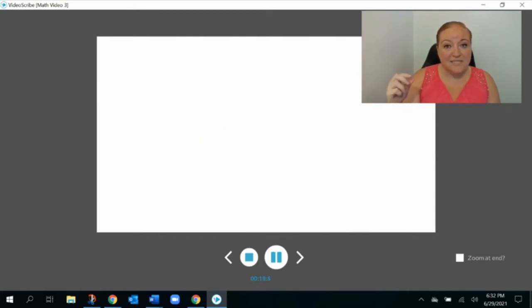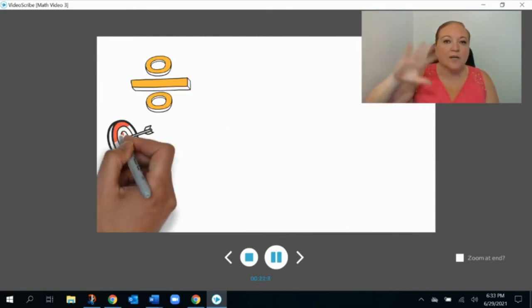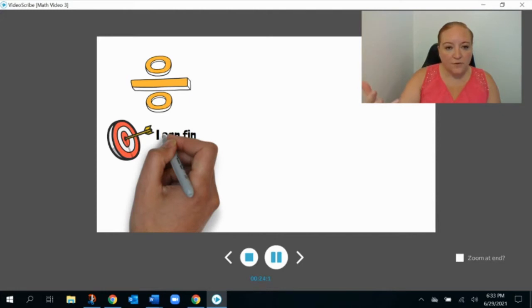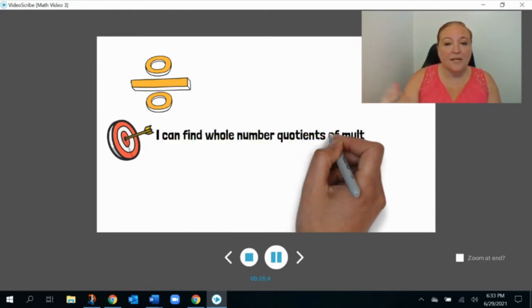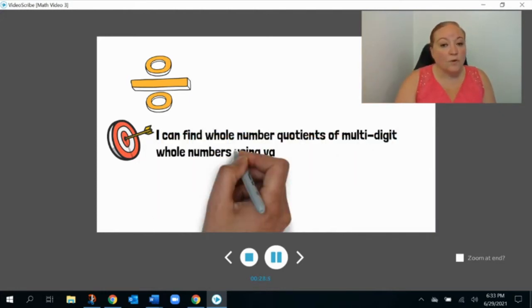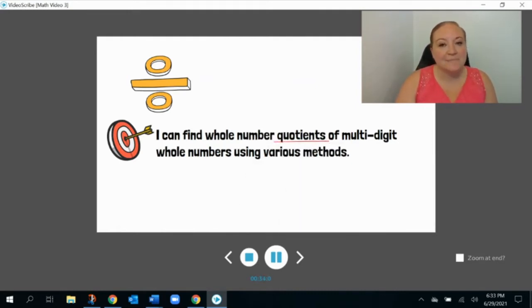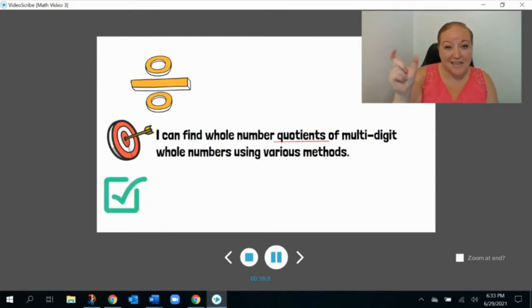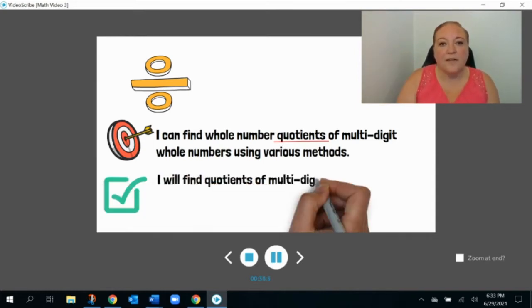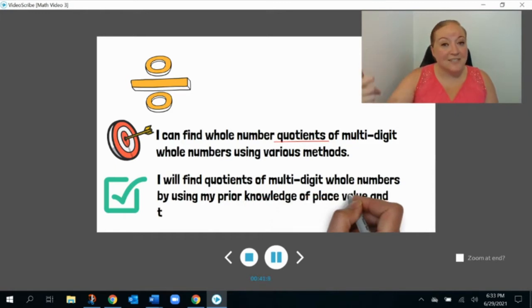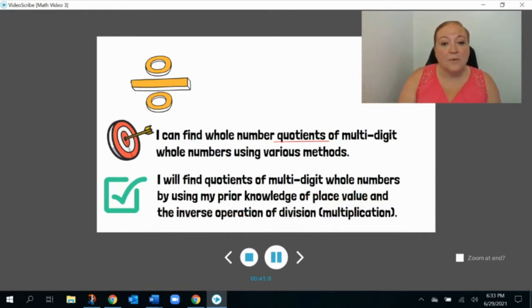Now there's this really specific kind of thing we're going to work on, and we're going to cover that right now. So let's go over our learning target and success criteria. Our learning target is I can find whole number quotients of multi-digit whole numbers using various methods. Okay, so quotients is kind of that vocab word, and we're going to work on that in a moment. And then our success criteria is I will find quotients of multi-digit whole numbers by using my prior knowledge of place value and inverse operation of division, which is otherwise known as multiplication.